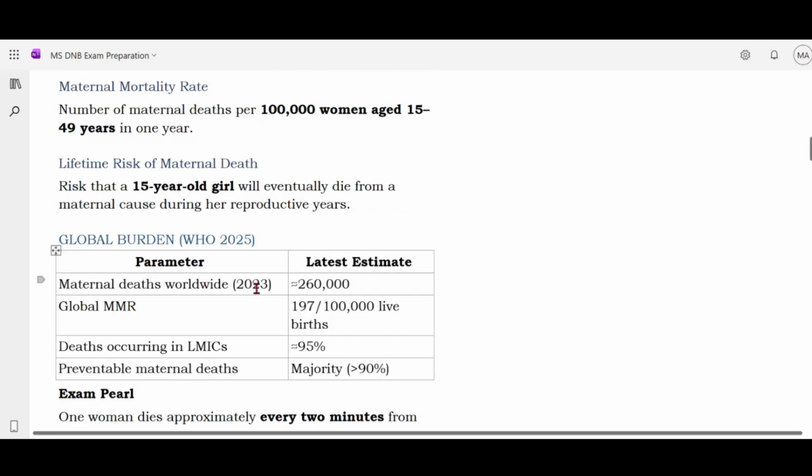Okay, so maternal deaths worldwide are approximately around 2,60,000. Global MMR is around 197 per 1 lakh live births. This is WHO 2025 data.